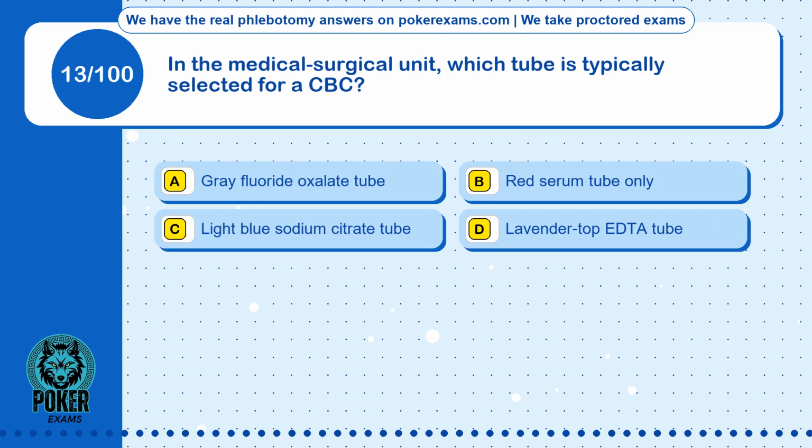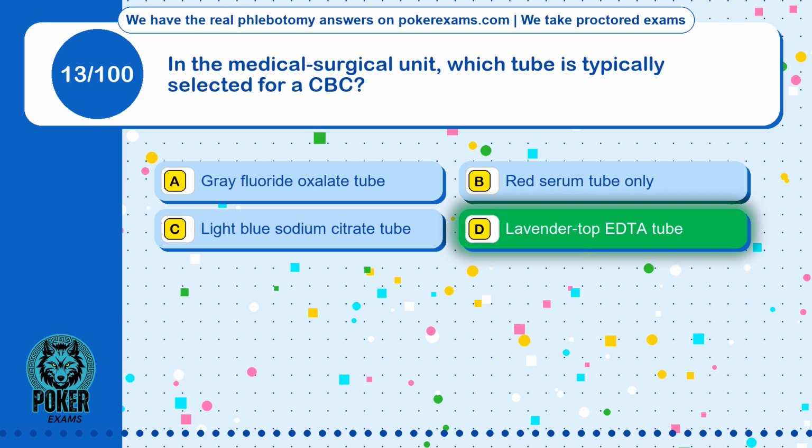Question 13. In the medical surgical unit, which tube is typically selected for a CBC? Option A, gray fluoride oxalate tube. Option B, red serum tube only. Option C, light blue sodium citrate tube. Option D, lavender top EDTA tube.